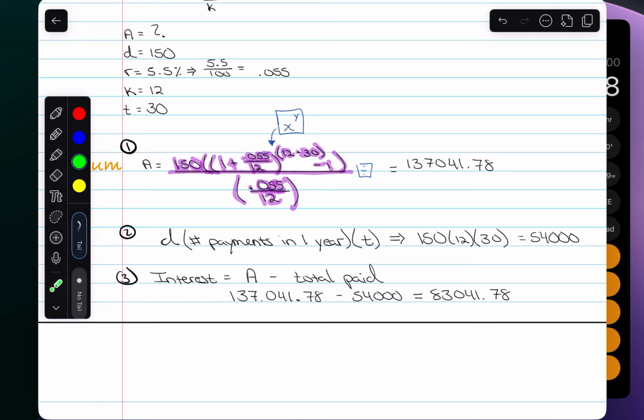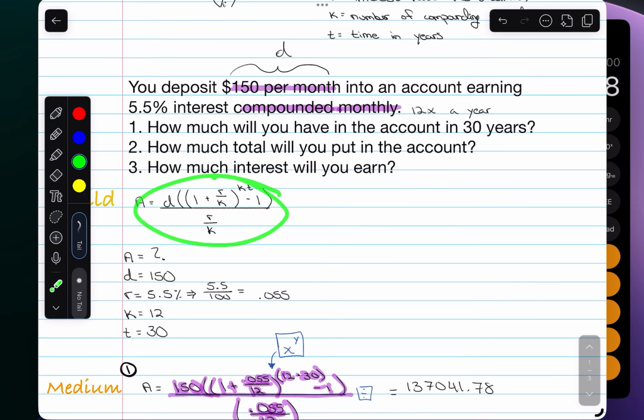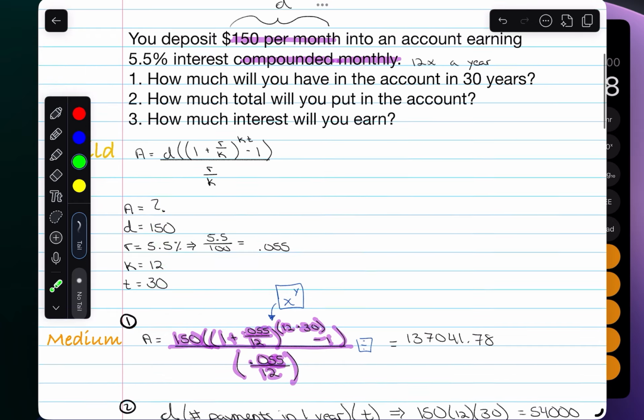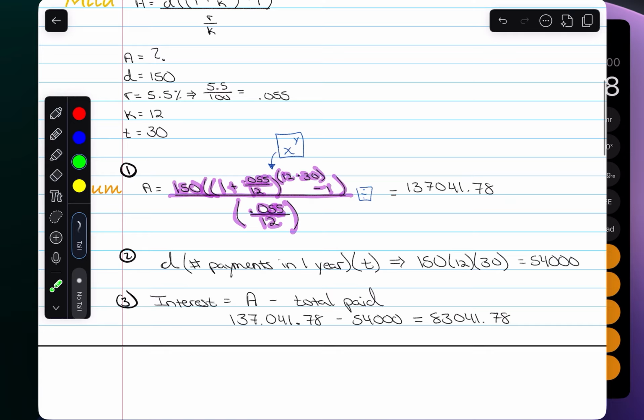Okay. So again, just to kind of go over that, make sure you write down your formula that you're going to use. So this is an annuities problem, so I'm using my annuities formula. Figure out what each variable means for you in the problem, and then you can answer your question. The total amount that you got in the account after 30 years is the 137,000. The total amount that you put in is going to be 54,000, which means you earned the 83,000 in interest.